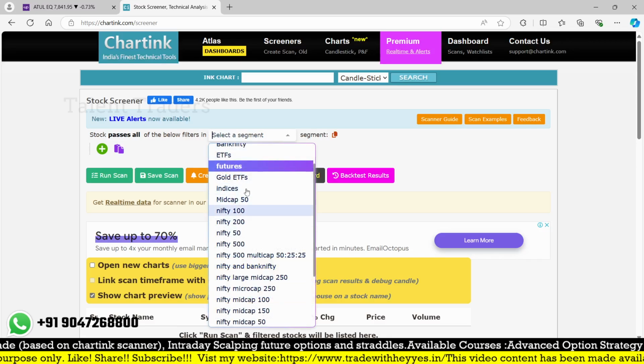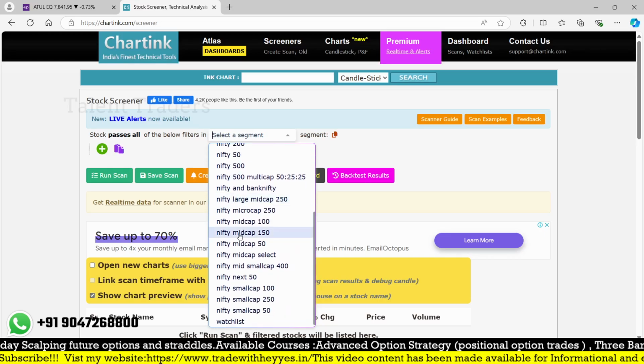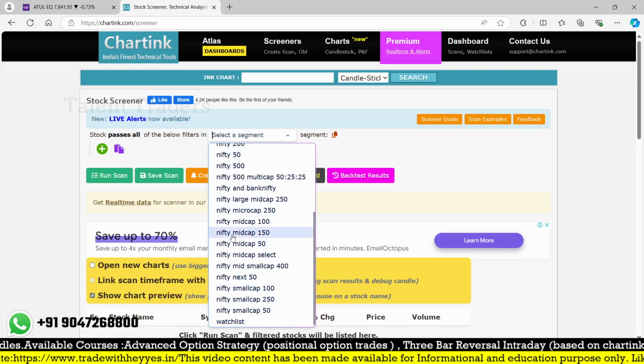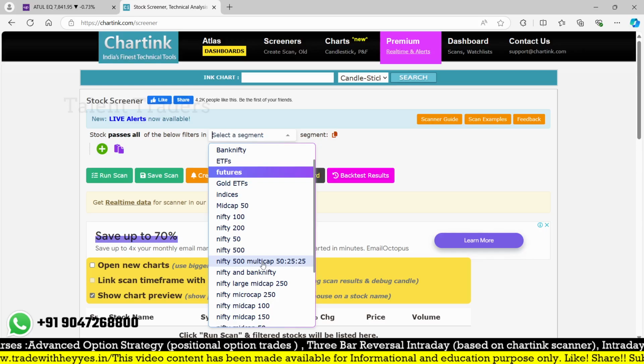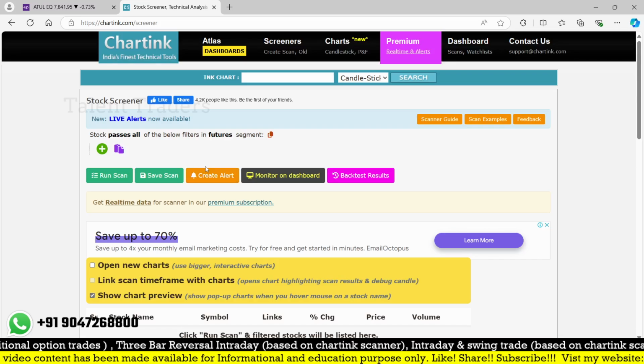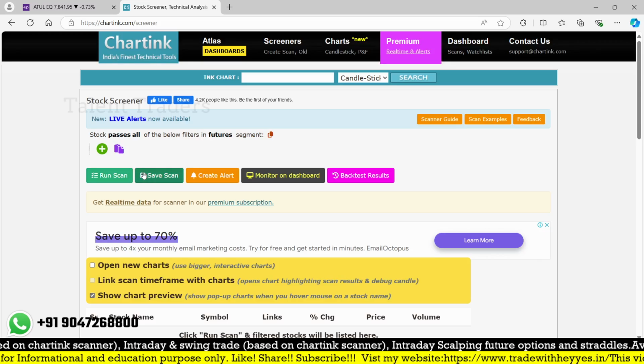If you want to change it, you can change to Nifty 500, 200, whatever, or even your custom watchlist. This is Nifty Small Cap also. Whatever index, sector or group you want, you can use it. I normally use it for futures and options. Now let me create it, and I'm just going to use a custom indicator.